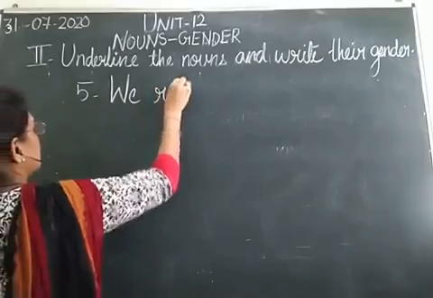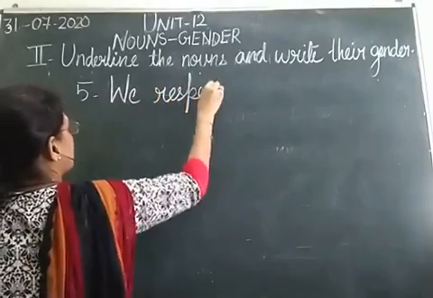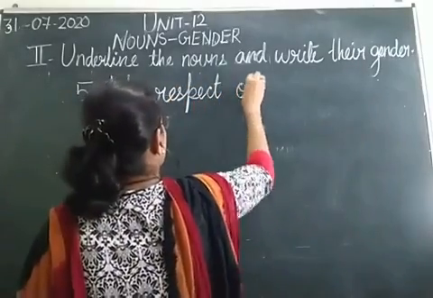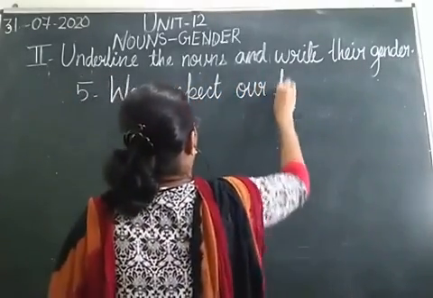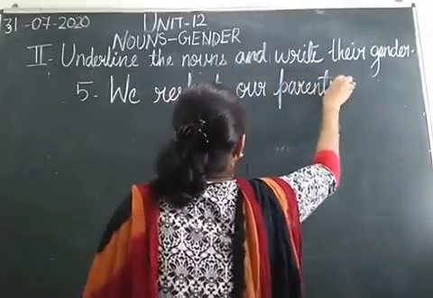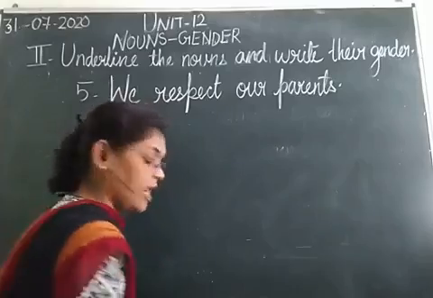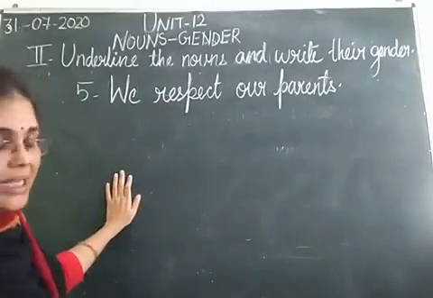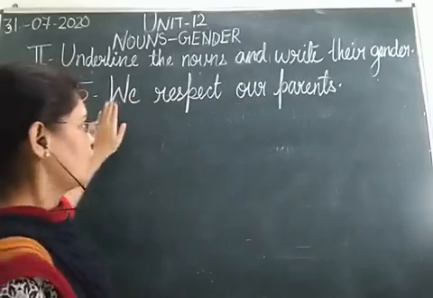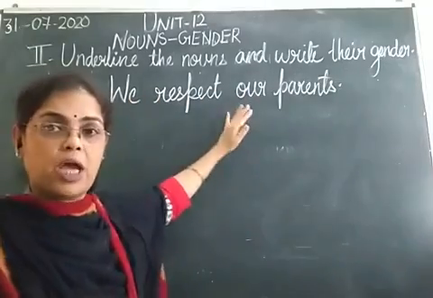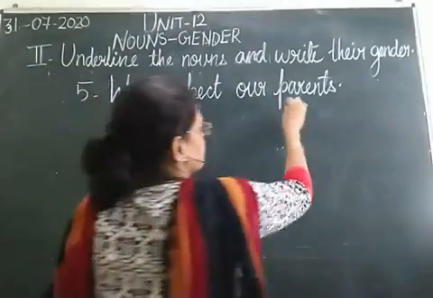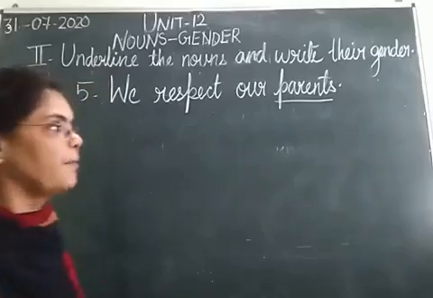We respect our parents. Students, now we have to underline the noun in this sentence. We respect our parents. We और our तो बेटा pronoun हो गया. Respect verb हो गया. Which is the noun? Parents. So we'll underline parents.